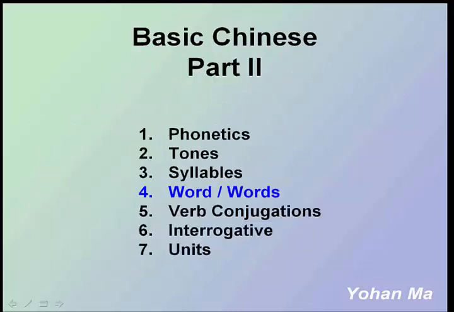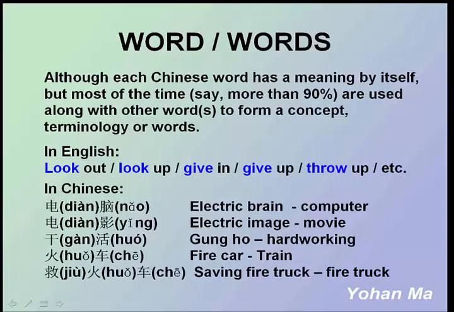Okay, now let's talk about the word and the words. Just like in English, each Chinese word does mean something by itself. But most of the time, I would say more than 90% of these Chinese words are used along with other words to form a concept, or terminology, or words. For example, in English, we have the word look, but it means to look, to see something with your eyes.